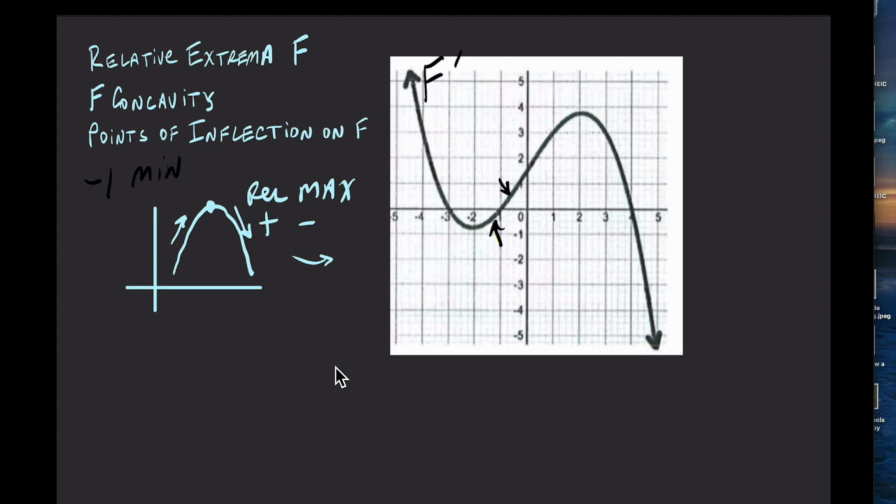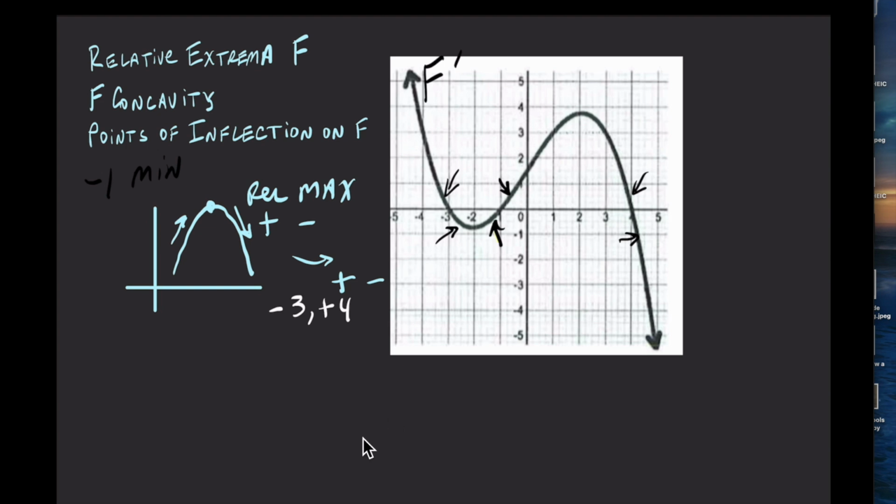That means on f prime, we're looking for a y value that changes from a positive to a negative. Where does that happen? It changes here from positive to negative, and it changes here from positive to negative. That means that -3 and +4 are relative maximums on the f graph.